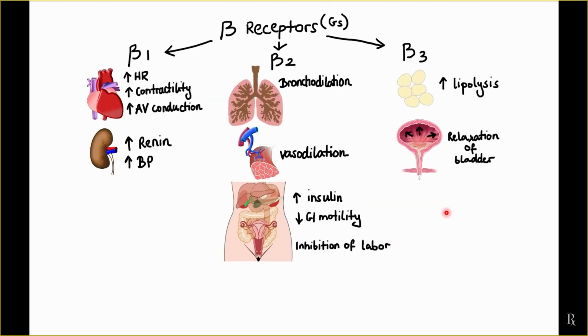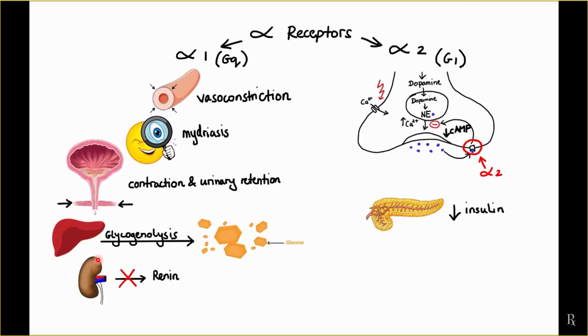Okay, so then there are beta receptors. Beta receptors are divided into beta 1, 2, and 3. Beta 1 are mostly located in the heart, and activation of beta 1 in the heart increases heart rate, contractility, and atrioventricular conduction. And in the kidneys, beta 1 increases renin and increases blood pressure. That is opposite to the action of the alpha 1 receptors in the kidneys.